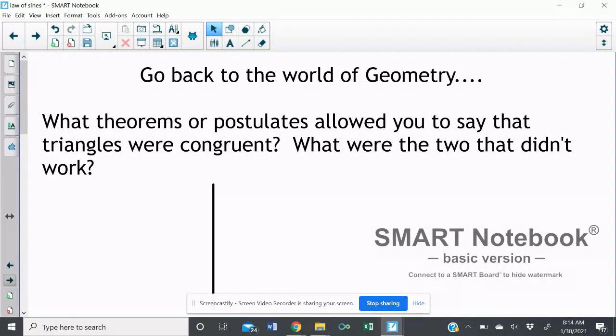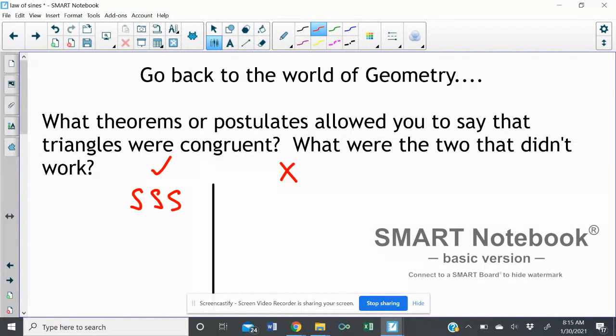All right, so I'm going to take it back. Before I give you the equation, I just want you to go back and talk about some geometry. We had theorems and postulates to talk about triangles being congruent. So I'm going to start us off. These are our yeses and these are our no. Two that didn't work and then the rest that did. So let's see if this rocks your memory.